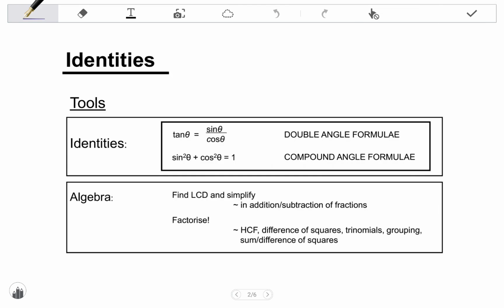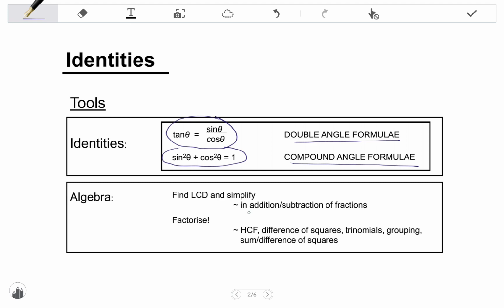The second thing that I want to just summarize is the tools that you have. Now, we have the grade 11 identities. So the quotient identity, tan theta is equal to sine theta over cos theta. We have the square identity, sine theta squared plus cos theta squared is equal to 1. We now have the double angle formulae, the compound angle formulae, and what we will also use in the proof of the identities is some algebra.